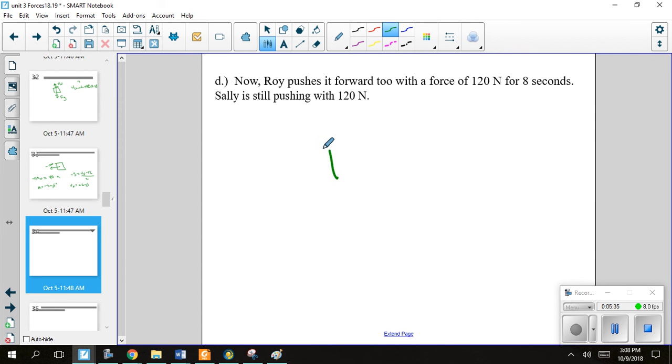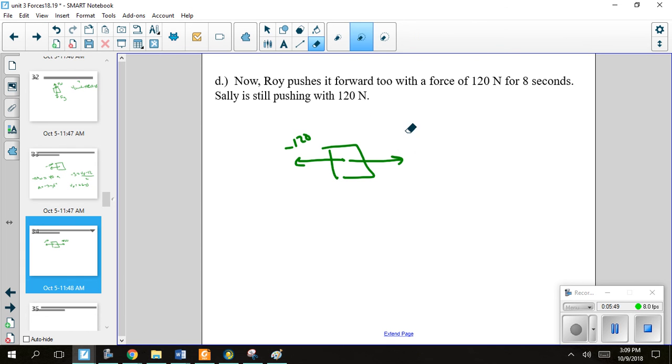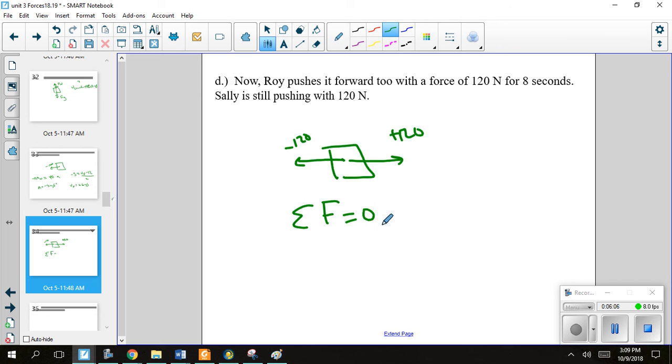Alright, so now, same hockey rink. Sally's still pushing with a negative 120 newtons. But now, Roy's going to push with a positive 120 newtons. He never really got along with Sally. So what's going to happen? Well, these two cancel out, so we have a net force of 0 newtons. That means we're moving at constant velocity, which is still 6 meters per second. We weren't able to change it at all.